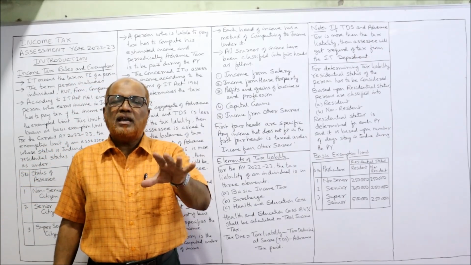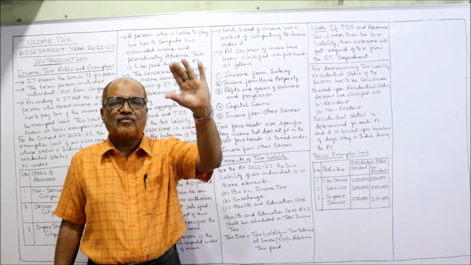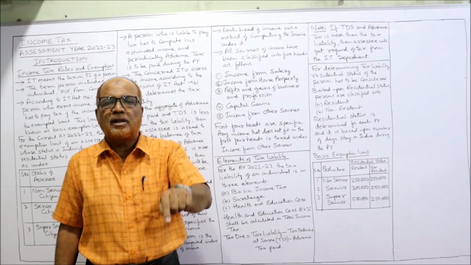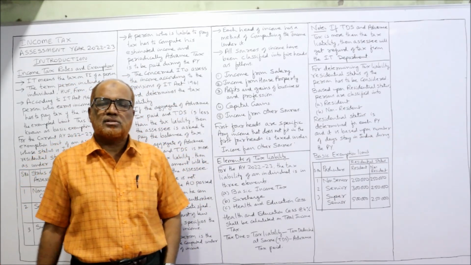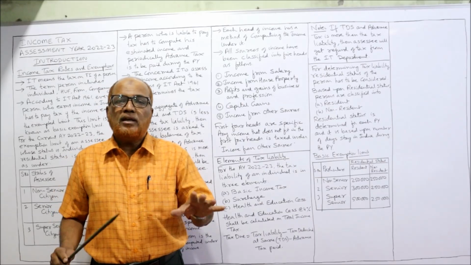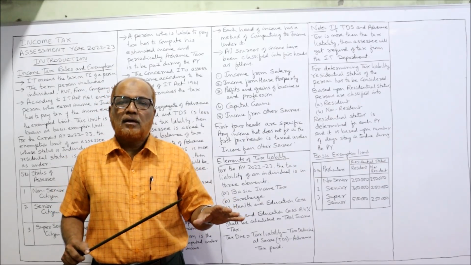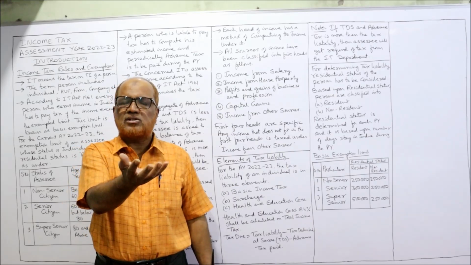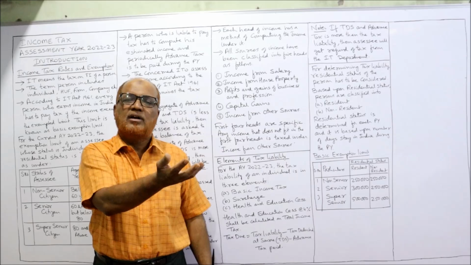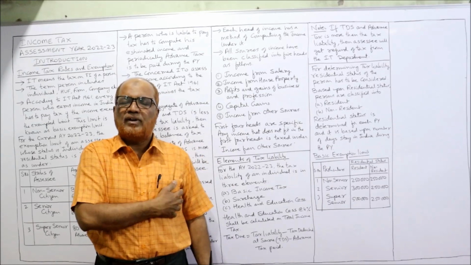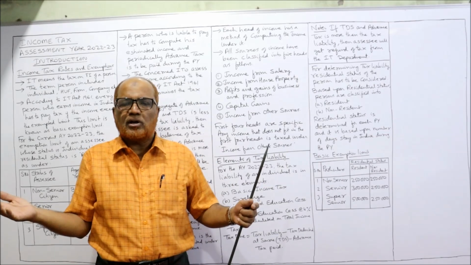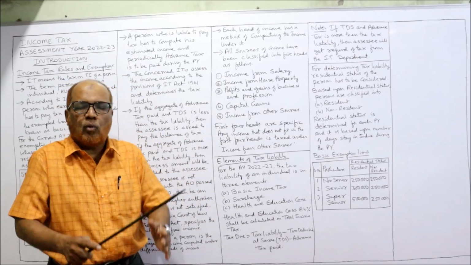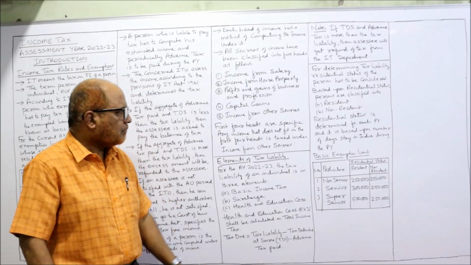That means if any income does not fit in the first 4 heads, the Income Tax Act says that income is taxable under income from other sources. The reason is no income should go untaxed. A person should not say, my income does not fit in salary, my income does not fit in house property, my income does not fit in profits and gains, my income does not fit in capital gain, so my income is not taxable. No, that income is put to tax under income from other sources. An open head is kept.